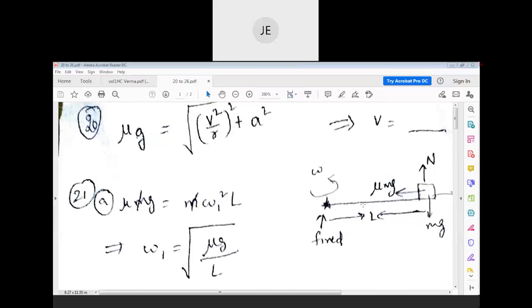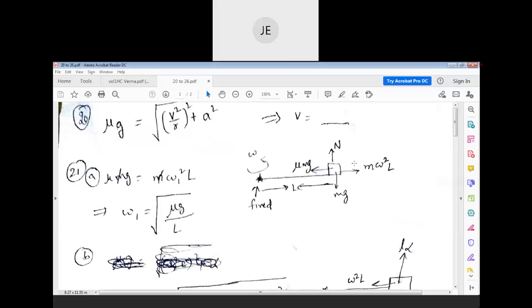Yeah, this is the situation actually. Ruler is there and there is a block. Okay. Left side mu mg, right side centrifugal force. Upward normal force, downwards mg, and it is at a length L. So in order not to slip, your frictional force should be equal to centripetal force. Okay. Frictional force should be equal to centripetal force. So you have to find out omega 1. That's omega.